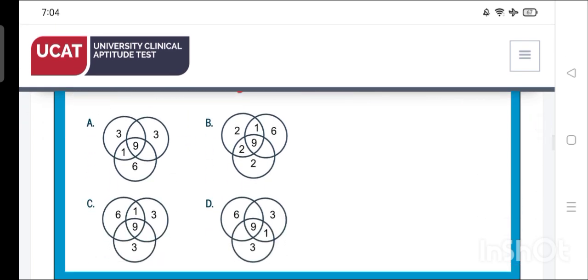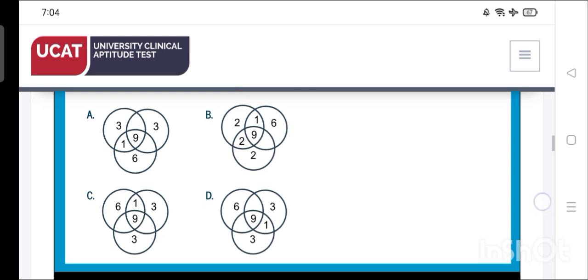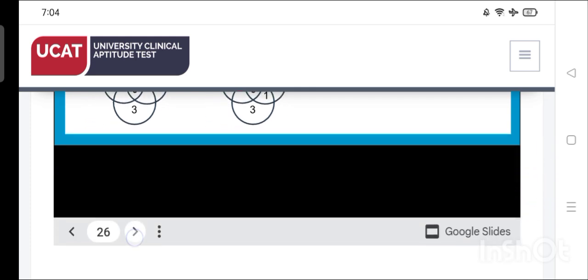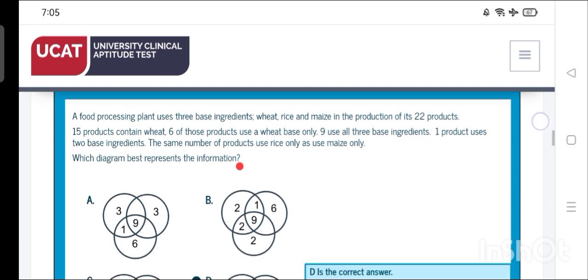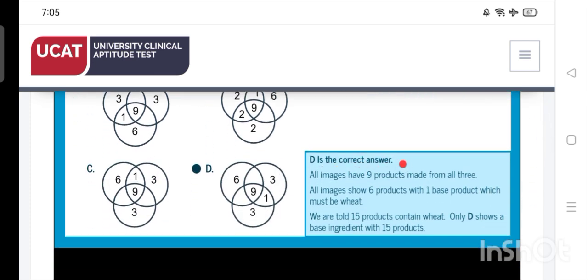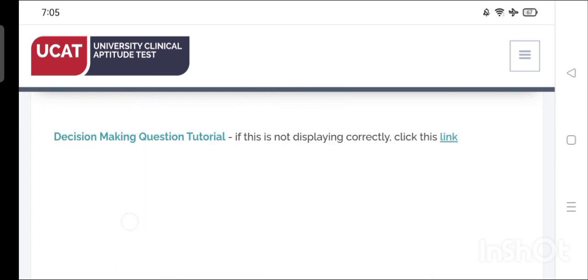So here we have 4 options in the form of Venn diagrams, and you have to select the right one from the information that is presented to us. So D is the correct answer. All images have 9 products made from all 3. All images show 6 products with 1 base product, which must be wheat. We are told 15 products contain wheat. Only D shows a base ingredient with 15 products. That's why D is the correct answer.